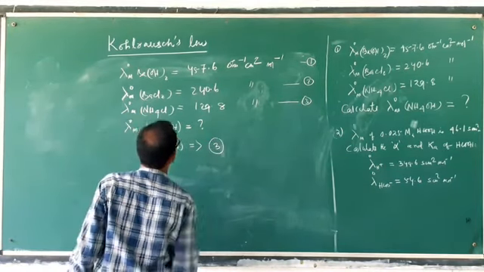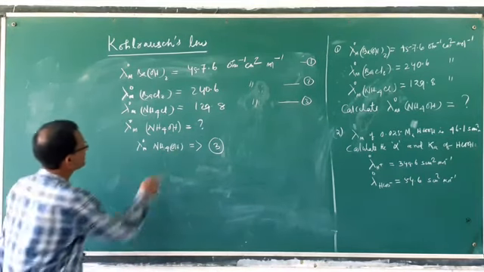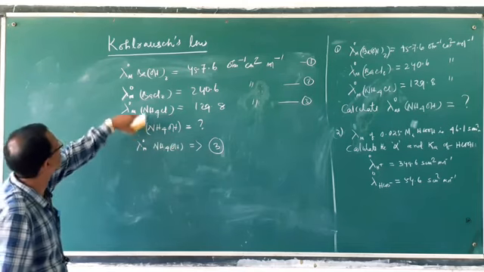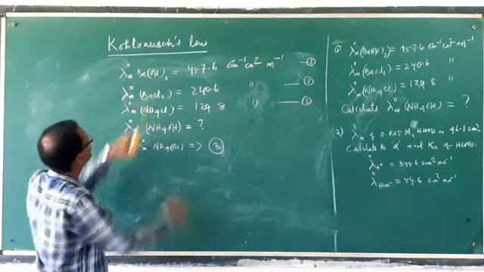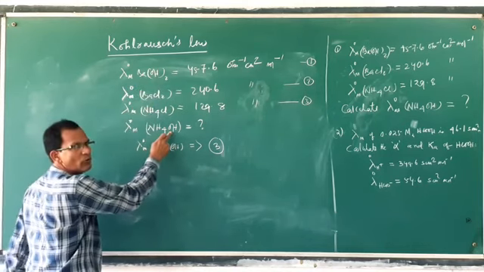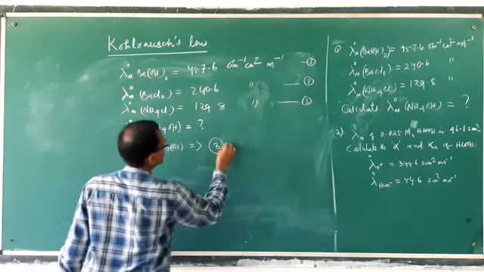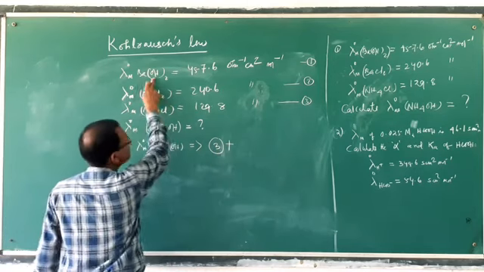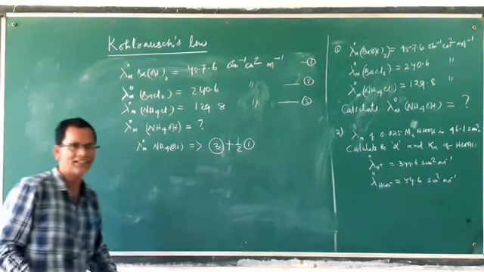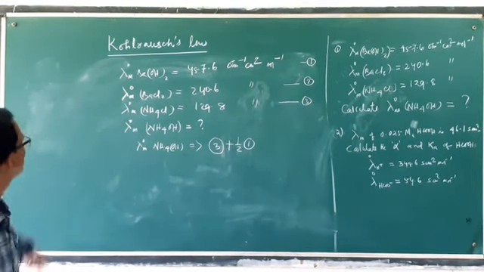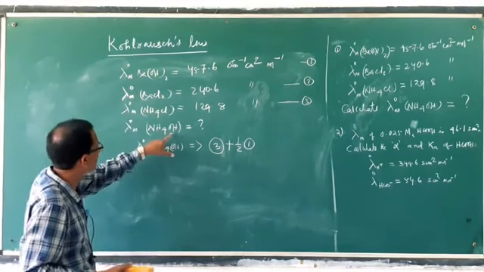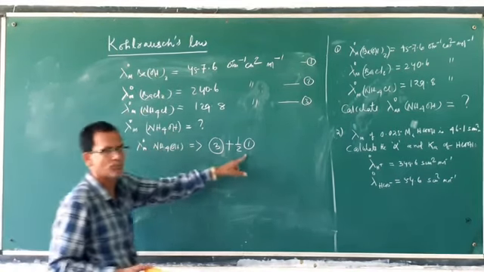First take 3. Then where is your hydroxide ion? A single OH minus is required. OH minus is available in equation 1, but equation 1 contains 2 OH. As per the question, 1 OH is required. So equation 1 will be added, but it will be half of equation 1. Is it clear? Why are we dividing by 2? Because the given data has 2 OH minus, but our requirement is 1 OH minus. That's why half of equation 1.